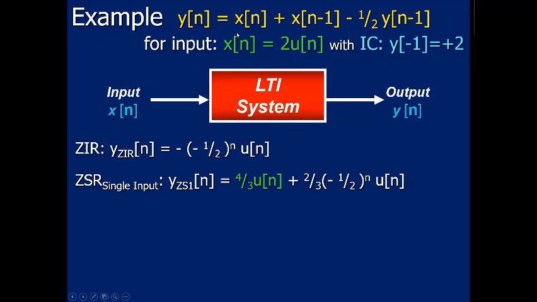And for this particular system, we didn't have any scale factors. We didn't have any multipliers on our x of n, so we didn't have to multiply our single input case zero state response, but we did have this other factor, this x of n minus 1.